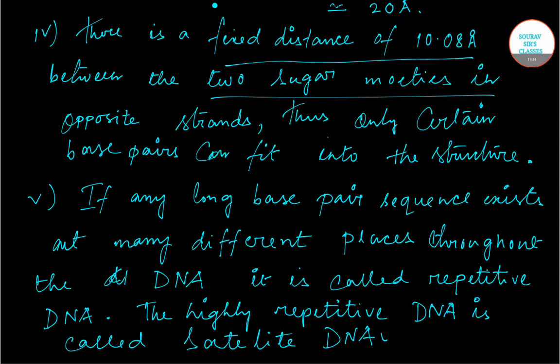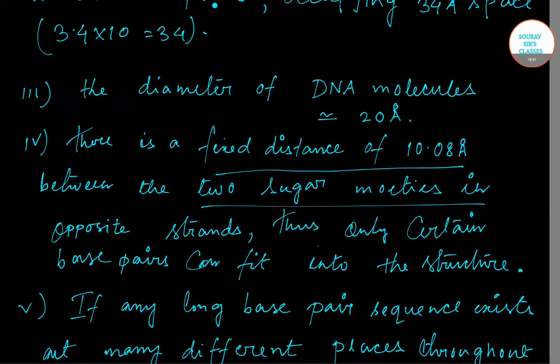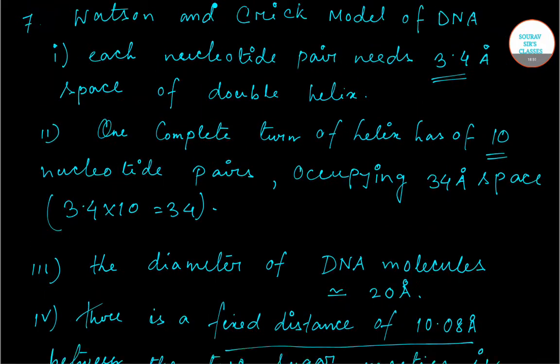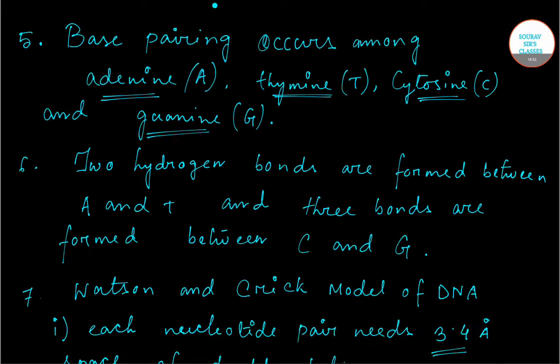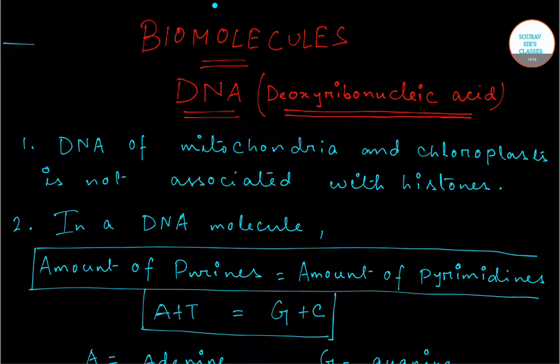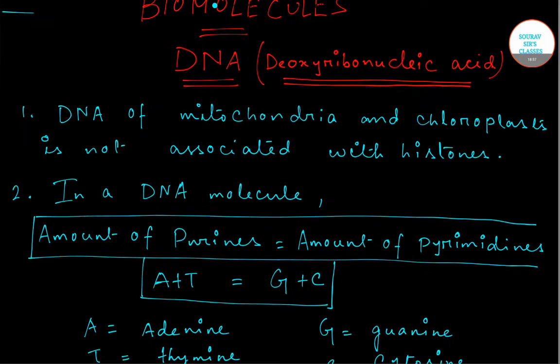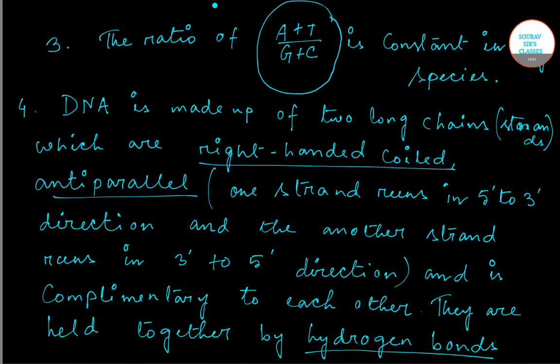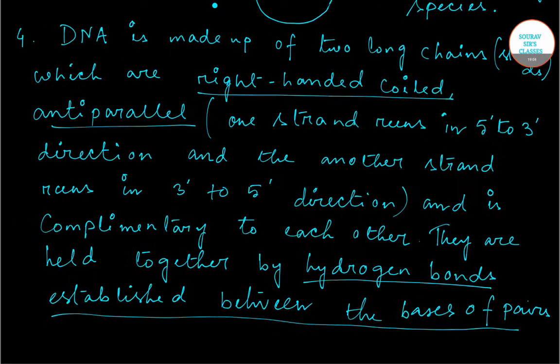So, this is the structure of the Watson and Crick model of DNA. And I have discussed the formation of DNA before. Now, you can pause my video and watch it and repeat it as you need.